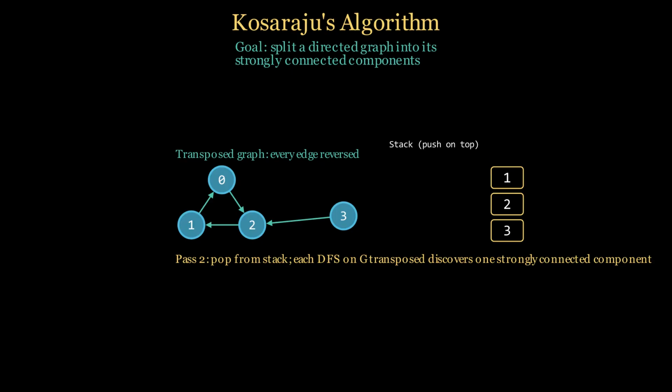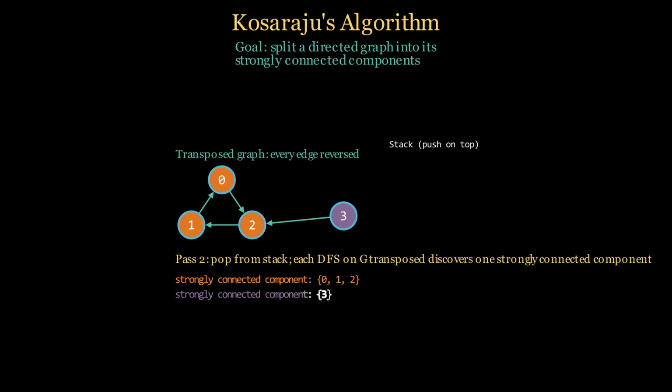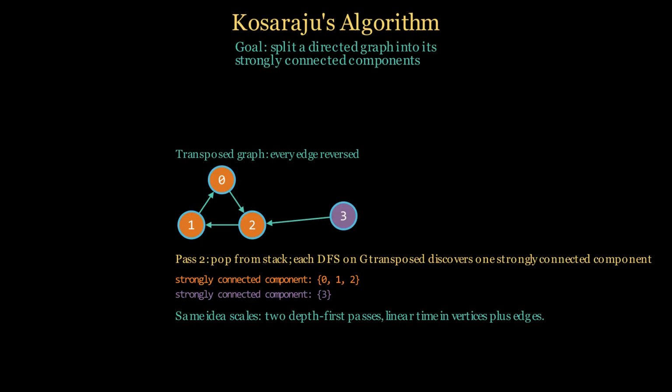Pop the top, 0. Run depth-first search on the transposed graph from 0. Pop 1, pop 2, both are already visited, so we skip starting a new search. Pop 3 last. Its search only finds itself, the second strongly connected component. The stack is empty. That is Kosaraju's method, 2 depth-first search passes, each touching each vertex and edge a constant number of times.